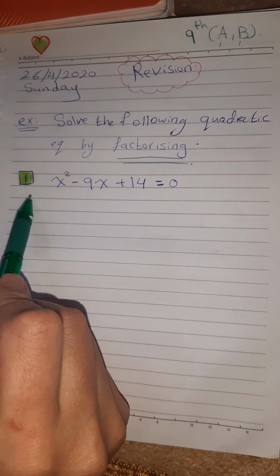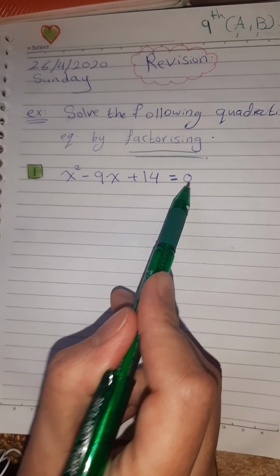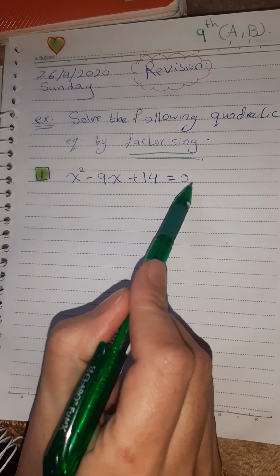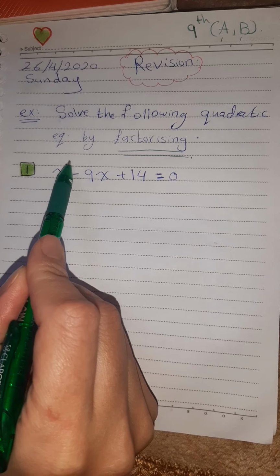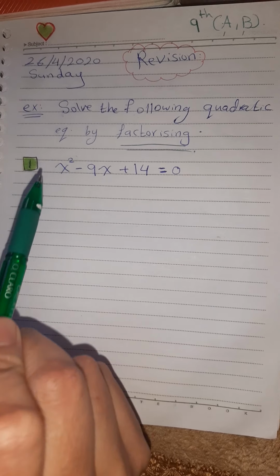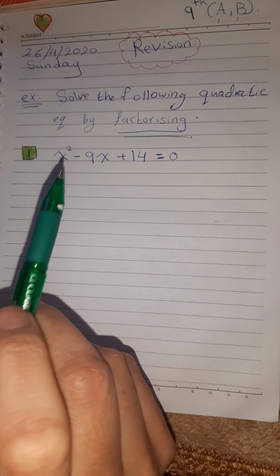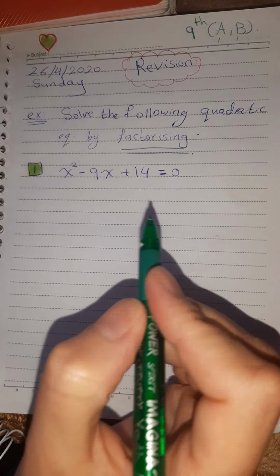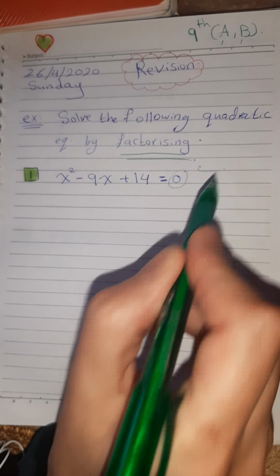Now we have this equation x squared minus 9x plus 14 equals 0. This is a quadratic equation. Why? It's a quadratic equation because it has x with power of 2, x squared. The highest power here is squared. That's why we call this equation a quadratic equation. Now, be sure that the other side equals 0.